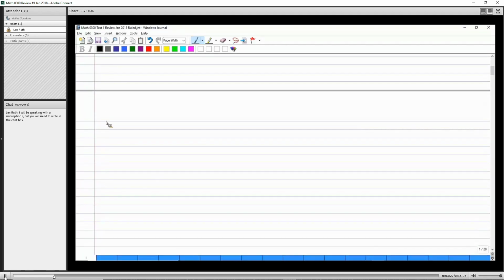So 2a, 4x plus 12y equals 4, and negative 5x plus y is 11. And we're solving this, and for this part it's by substitution.